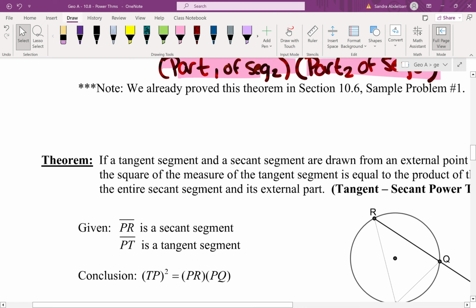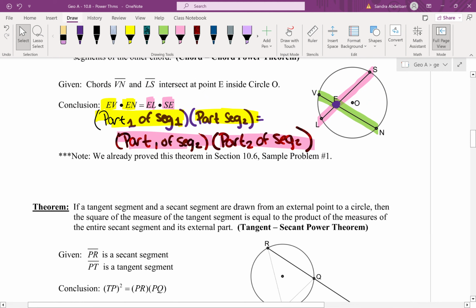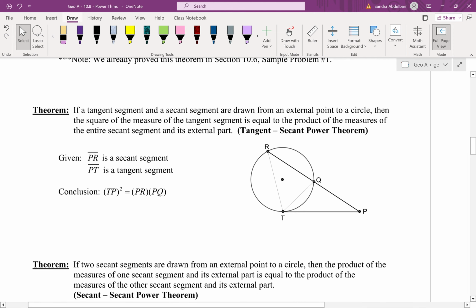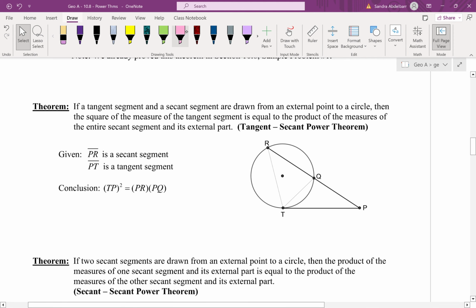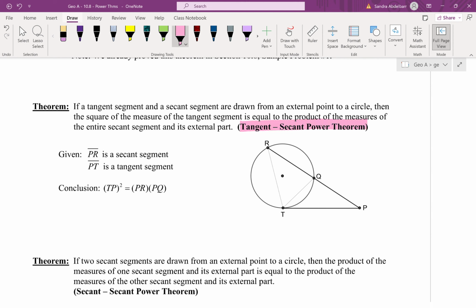All right, so what's this next one going to be? So the first one was a chord-chord power theorem, and the chord-chord power theorem is made up of two chords. What's this next one? This next one is going to be a tangent secant power theorem. And remember, these power theorems have nothing to do with the angles. What do they have to do with segment lengths? So a tangent secant power theorem is made up of a tangent and a secant.